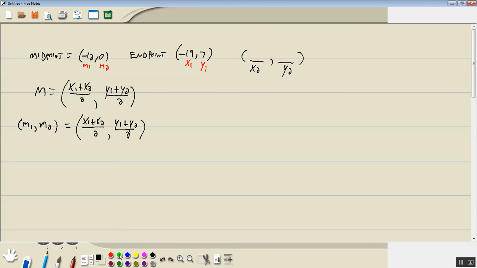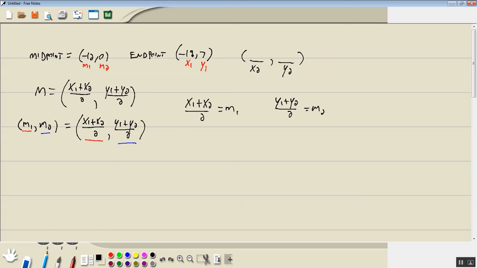Well, if I compare these, this x part here is equal to this x part here. So we're going to have x1 plus x2 over 2 is equal to m1. And this y part here is equal to this y part here, so we're going to have y1 plus y2 divided by 2 is equal to m2.